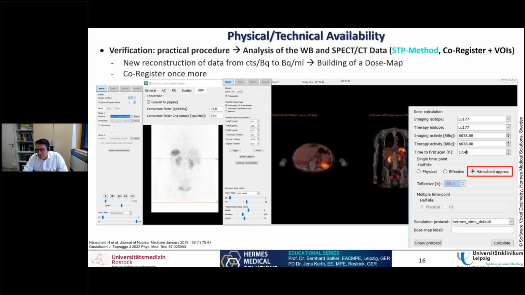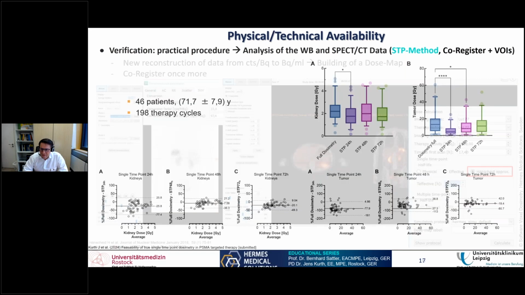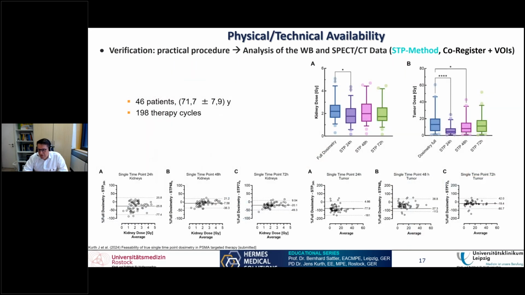And single time point, to not confuse you, means that we have to find the time point in the time activity integration where it would be suitable to deduct the whole time activity curve. So to reduce the measuring time points. Jens has actually, based on the Hänscheid method I mentioned before, compared this and checked the feasibility of true single time point dosimetry in PSMA targeted therapy.